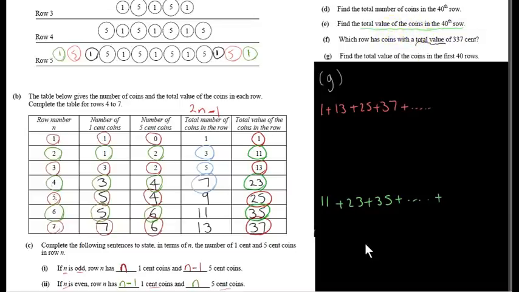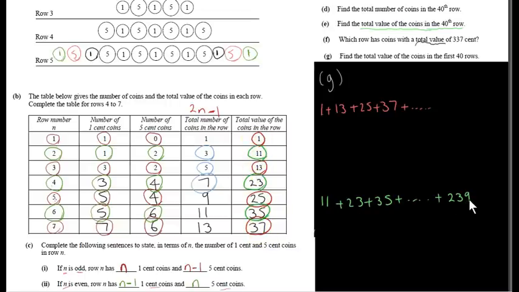If you think back, what was it again? If n is even, we have n minus 1 1-cent coins and n 5-cent coins. So if n is 40, we have 40 minus 1 1-cent coins, or 39 1-cent coins, and we have 40 5-cent coins. So that's 39 cents plus 40 times 5. 39 plus 200 is 239. So the last term in the green series, and indeed in the entire series, is 239.